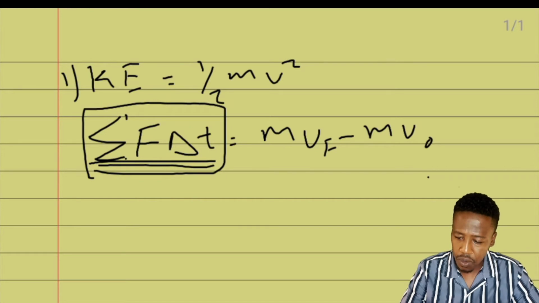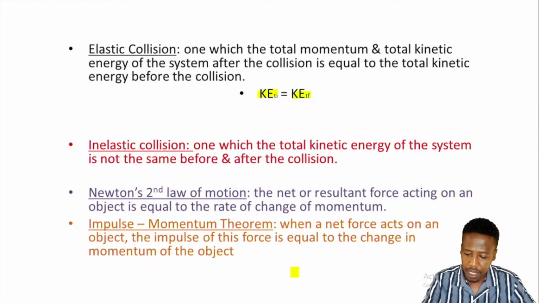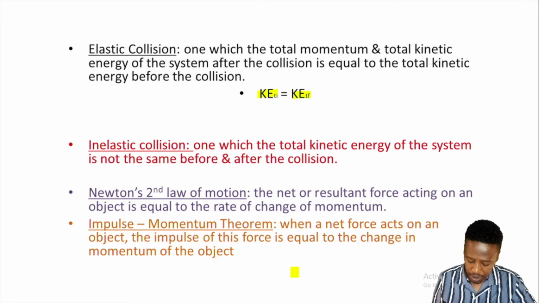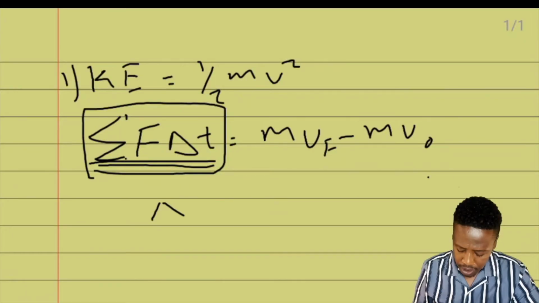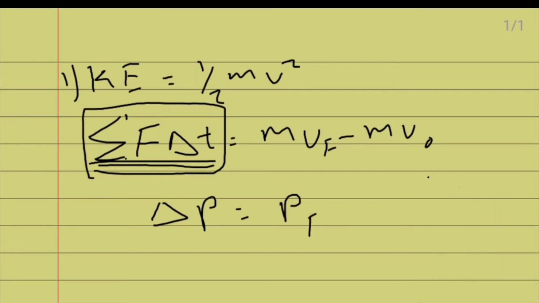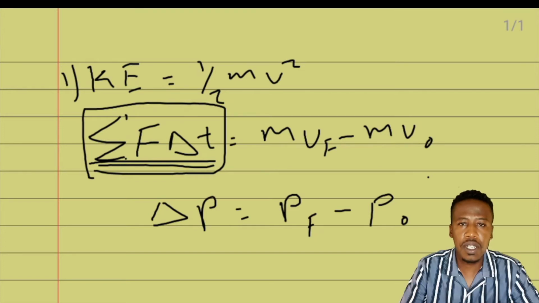Now the definition says when a net force acts on an object, the impulse of this force is equal to the change in momentum of the object. And we know the change in momentum would be defined by the final momentum minus the initial momentum, right? Now these are very important definitions that you need to understand and learn in grade 12.